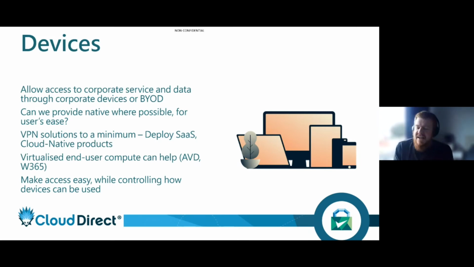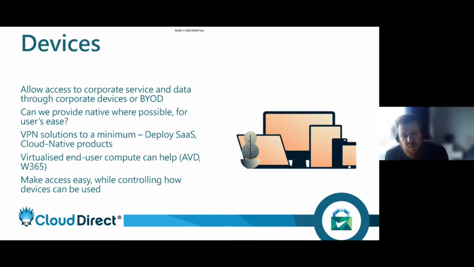Can we provide native experiences where possible for the user's ease? So what we're talking about there is, can we allow people to do their work natively on their device without having to jump through hoops, to jump into different networks and different environments, having to have multiple credentials or multiple ways of authenticating against systems? The more credentials you've got, the more authentication hoops you need to jump through, the weaker the position becomes, because the more difficult it is for those users to access what they need.